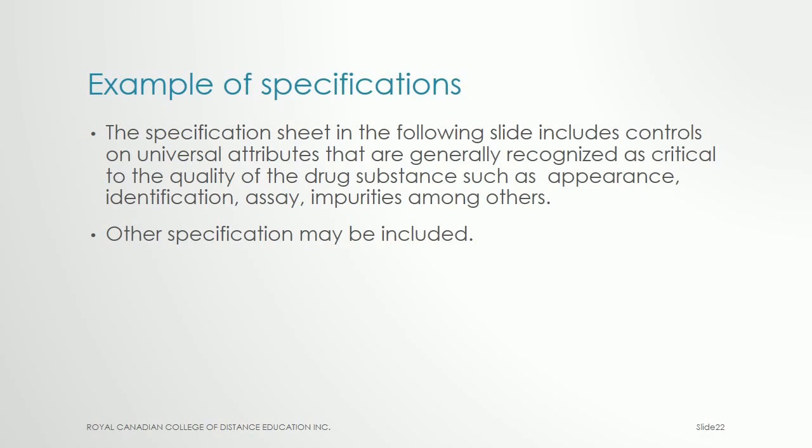Example of specifications. The specification sheet in the following slide includes controls on universal attributes that are generally recognized as critical to the quality of the drug substance, such as appearance, identification, assay, impurities, among others. Other specifications may be included.